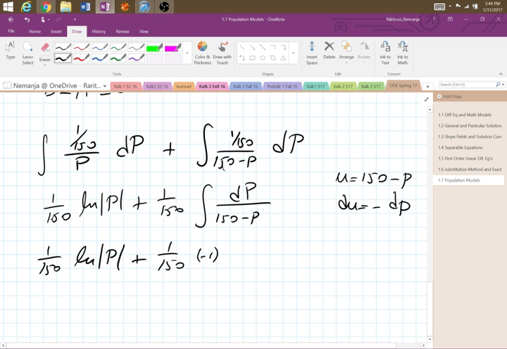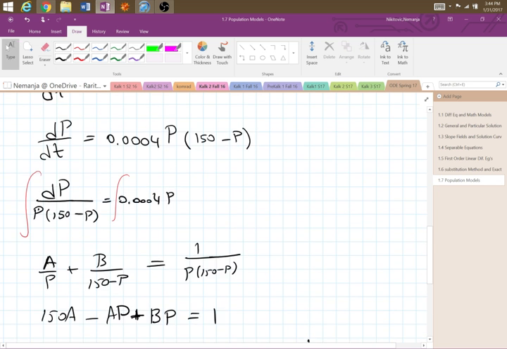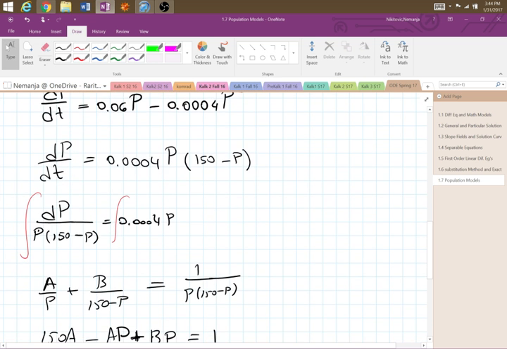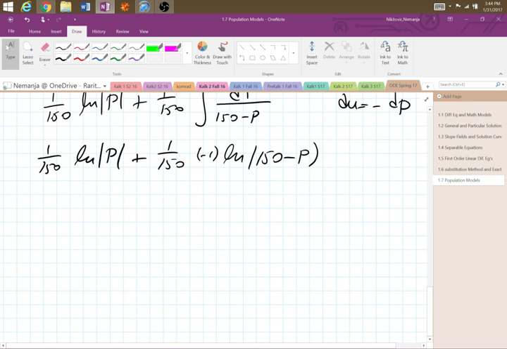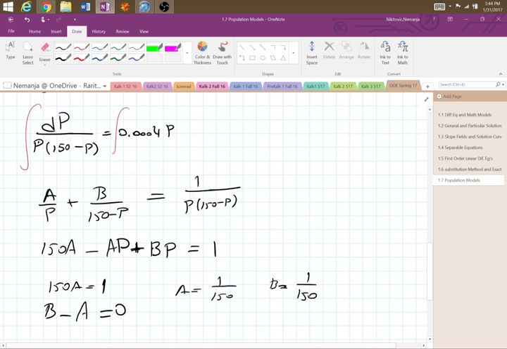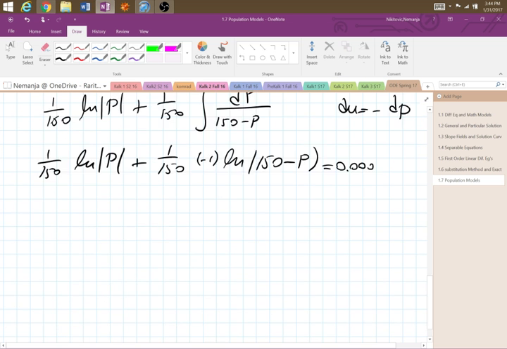What do I get when I plug this in? U will be in the denominator, so it's ln of 150 minus P. So that's all the left-hand side, equals 0.004P.